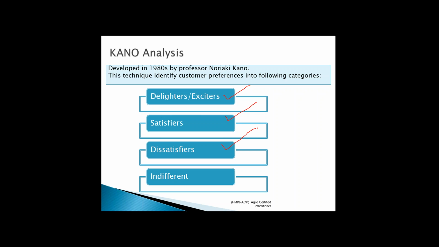Dissatisfiers are must-have features. If you do not give me this feature, I'm not going to accept that. Must have, I want it at all costs. You can think about this as must have, think about satisfiers as probably should have, delight us as could have, and indifferent. These features do not have any impact on the customer. Either you give these features to me or do not give these features to me, I'm least bothered. That is not going to impact my satisfaction level. These probably you can say would fall into won't-have features.